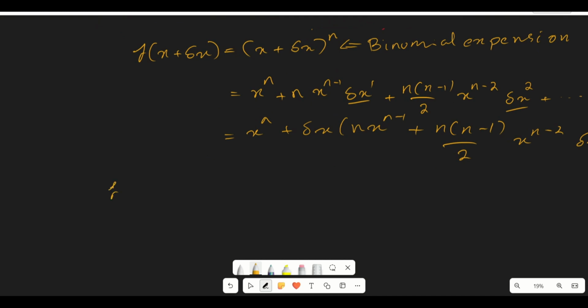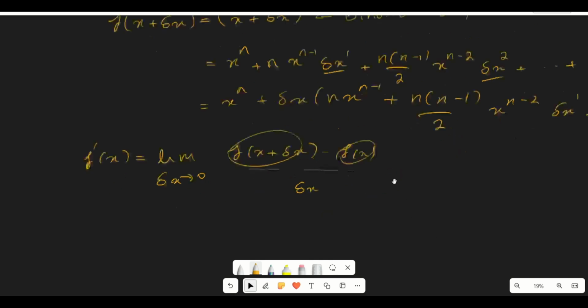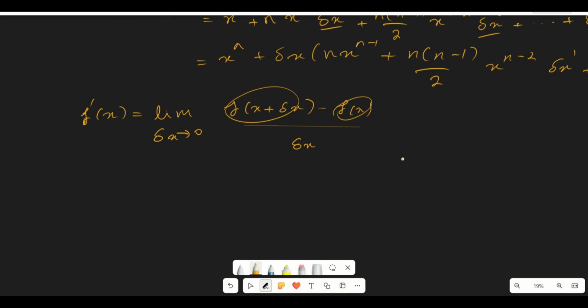So let's just leave this, and we will substitute the equations in our formula, which is going to be the differential of f of x equals the limit as delta x approaches 0 of f of x plus delta x minus f of x, divided by delta x. We know f of x plus delta x, and delta x is delta x. So we will just rewrite this. This is going to be this value.